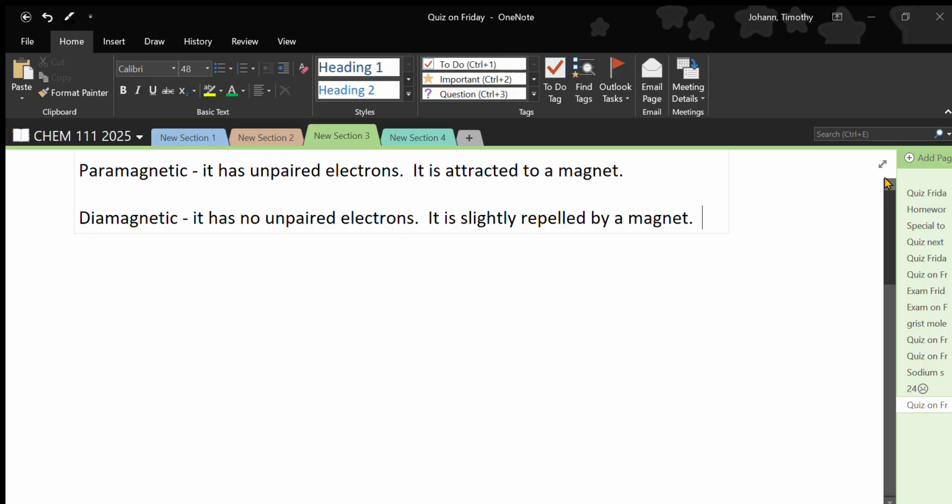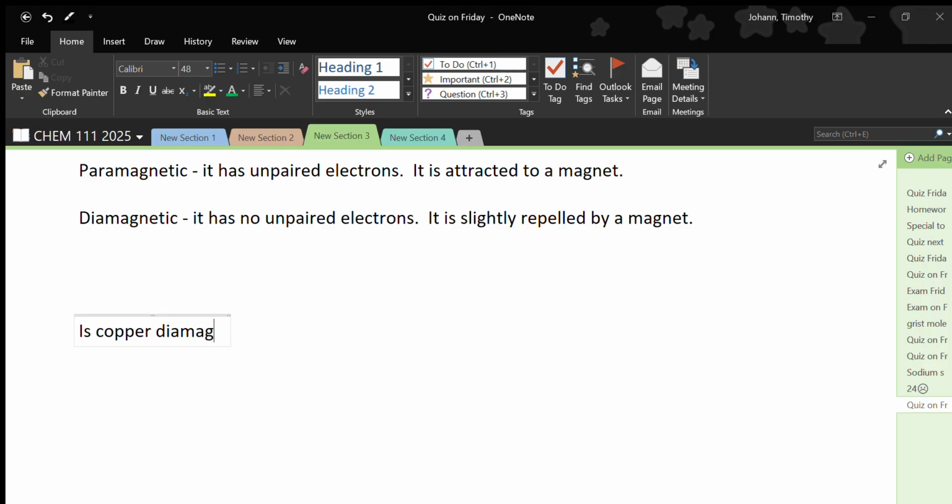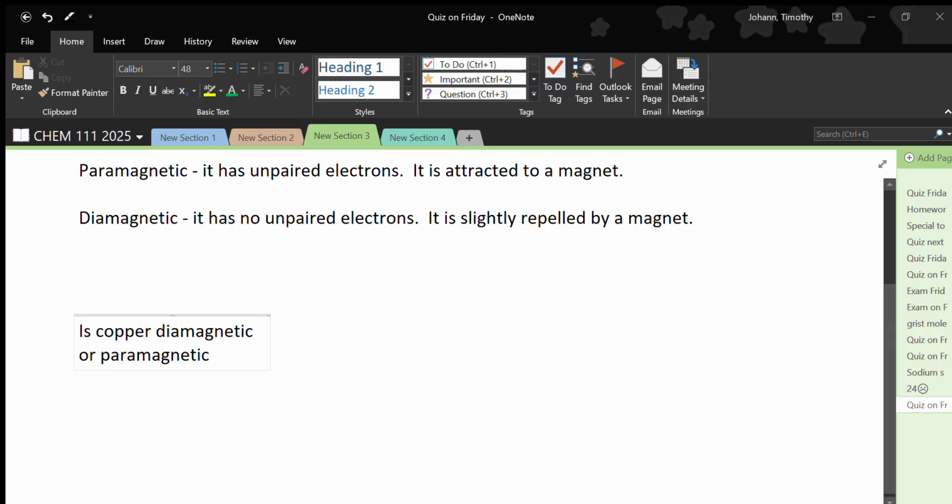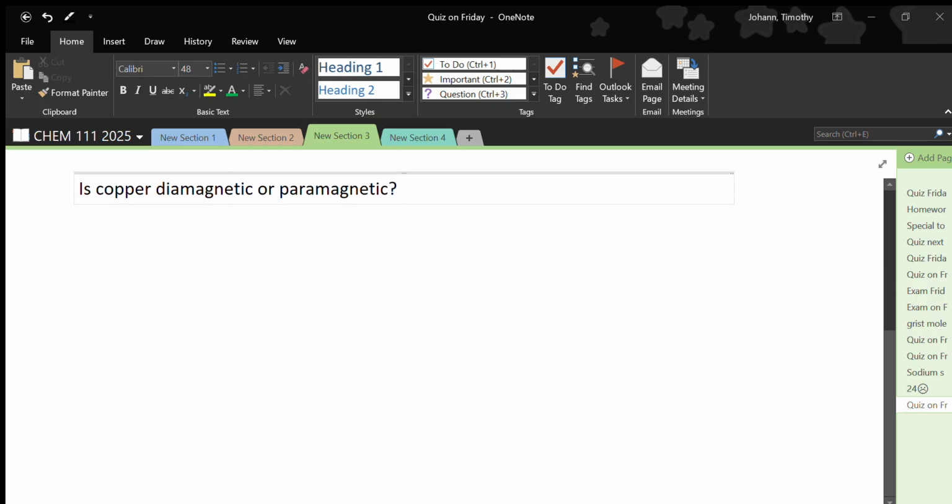So let's see, how would we determine this then? This is where we use our electron energy diagrams. Let's say we had a sample of copper. Is copper, the element, diamagnetic or paramagnetic? All right, well, the way we would figure this out is we would draw an electron energy diagram for copper. And this is the one where we have the lines and we put the electrons in.